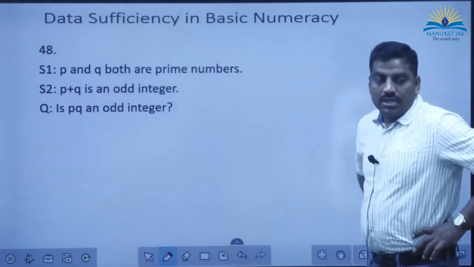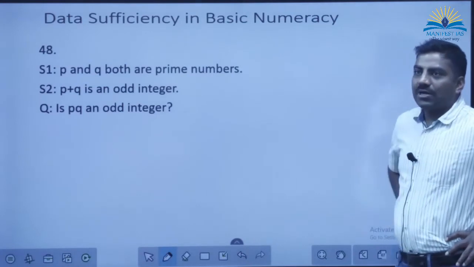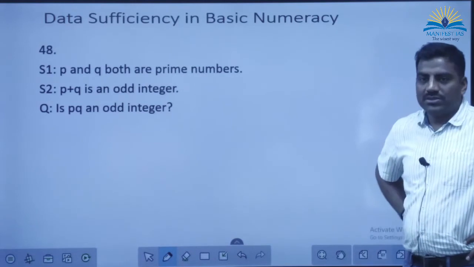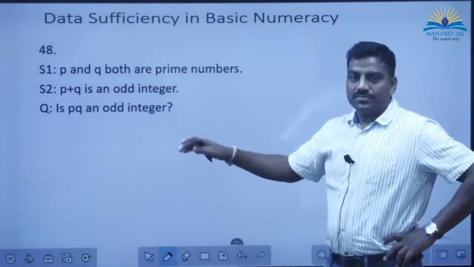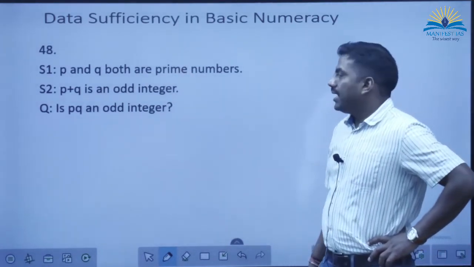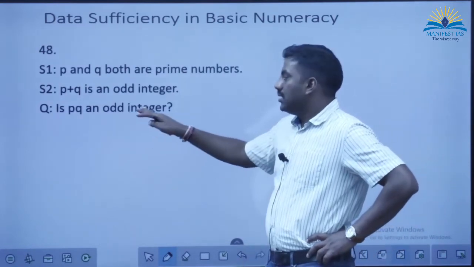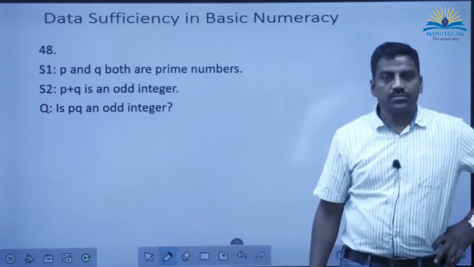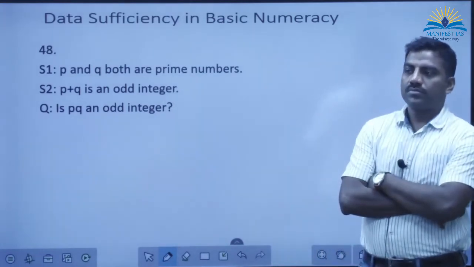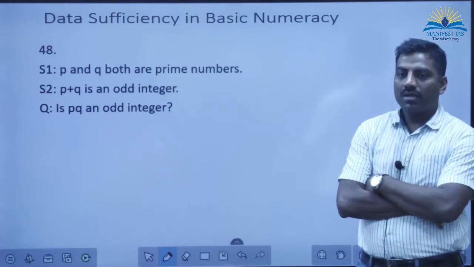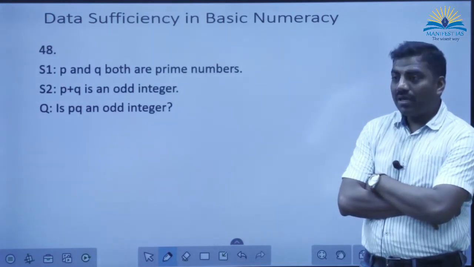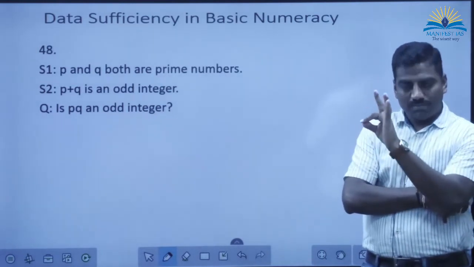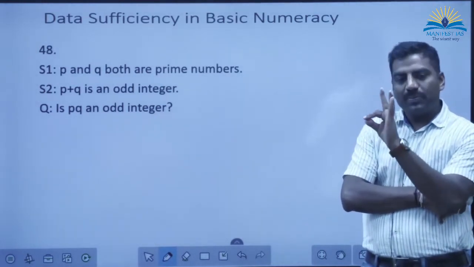Next question. P and Q both are prime numbers. Don't read the second statement. P and Q both are prime numbers. Is PQ an odd integer? Can be. But are they asking can be? Is PQ an odd integer? Is, definitely. Is PQ an odd integer?